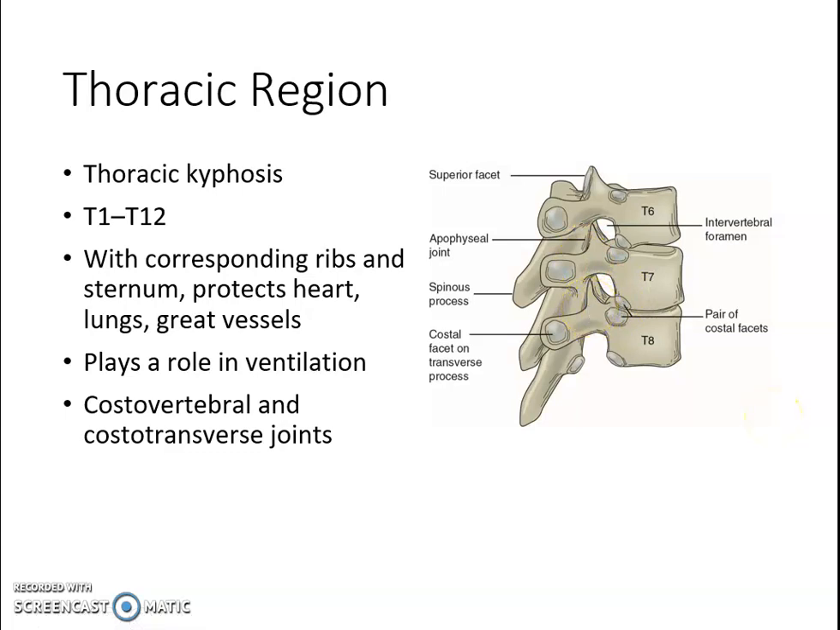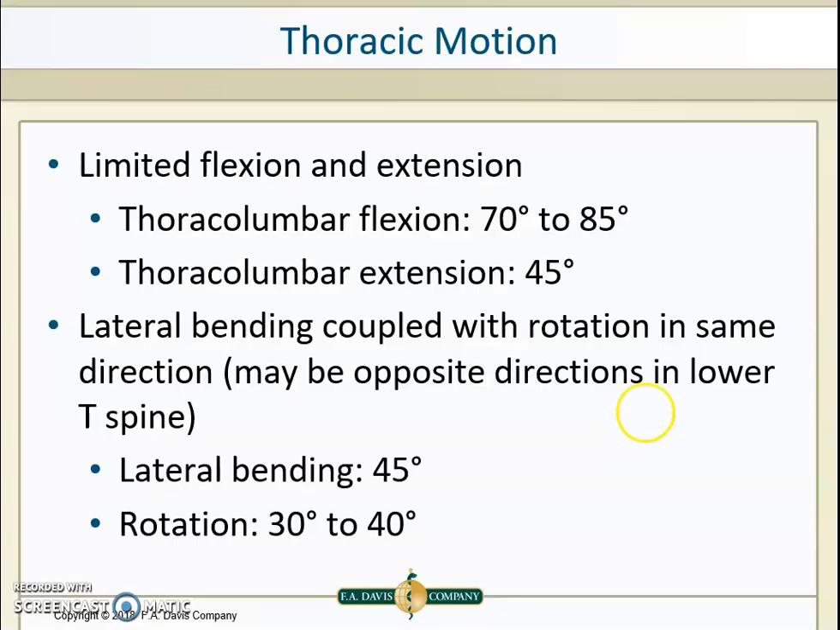Most of the rotation takes place at the cervical and the thoracic spine, and less at the lumbar spine. For flexion and extension, again, you can refer to your reference sheets for the values for the measurement of flexion and extension, side bending to the right and left, and the same for rotation.